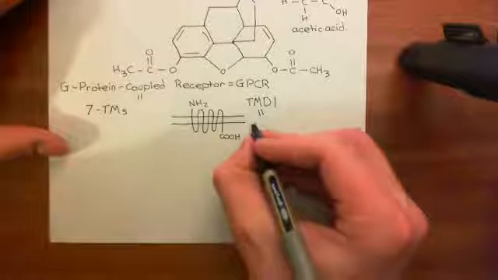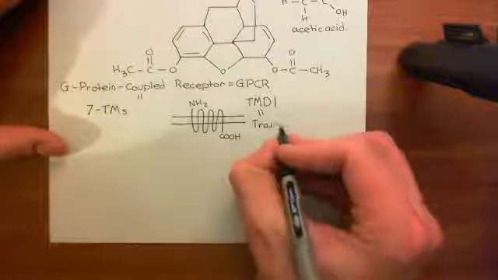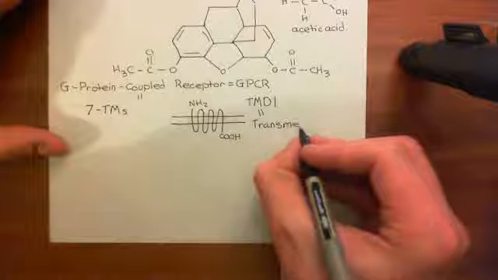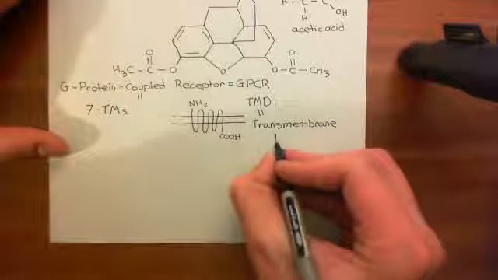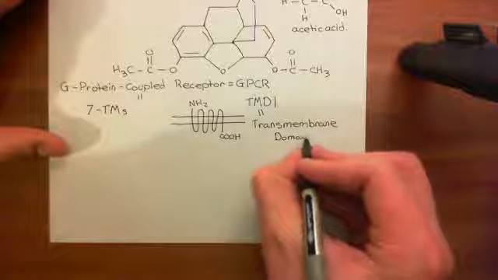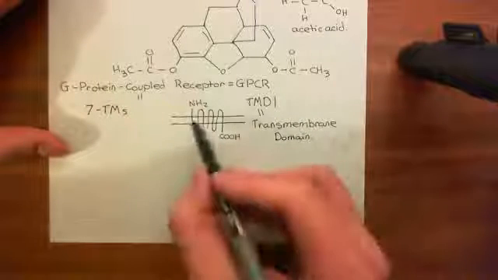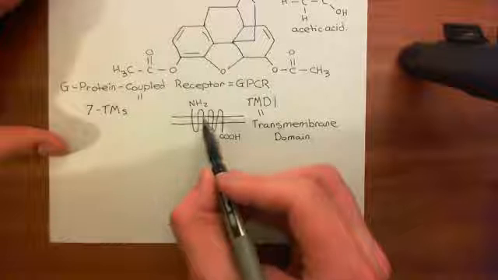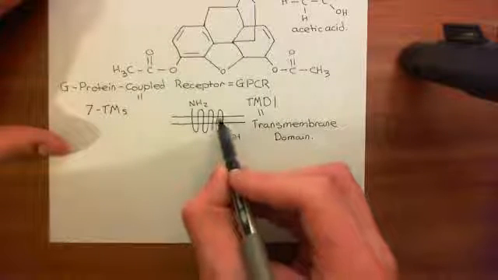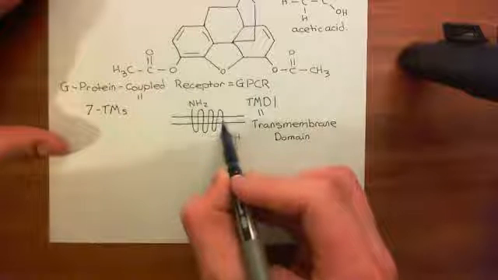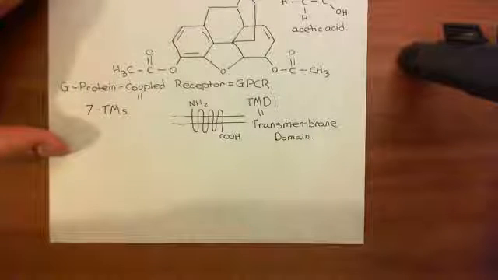Okay, so I'll just write out at least once what this stands for. The T is for trans, the M is for membrane, and then the D is for domain. And this just means these membrane-spanning alpha helices. So then you've got transmembrane domain 2, transmembrane domain 3, transmembrane domain 4, transmembrane domain 5, transmembrane domain 6, and then finally transmembrane domain 7.